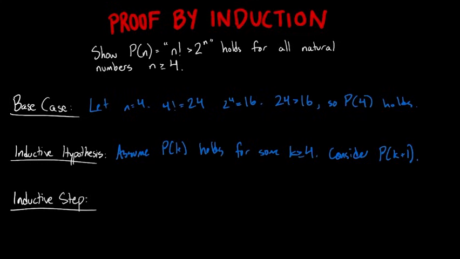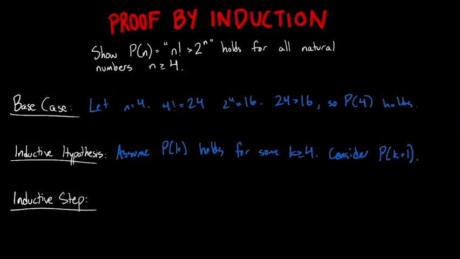So our hypothesis is that we say that k factorial is greater than 2 to the k for some k that we choose that's greater than or equal to 4. And then we want to consider our next term. We want to show that under the assumption that P of k holds, that P of k plus 1 holds. So to do this, we're going to do the inductive step.